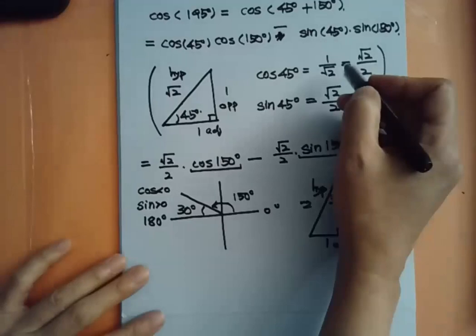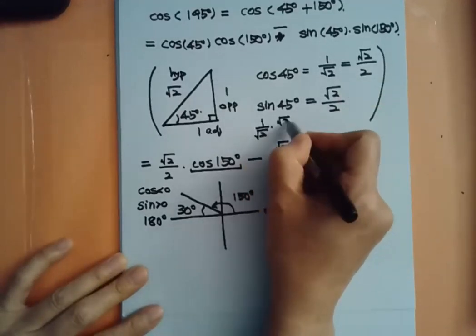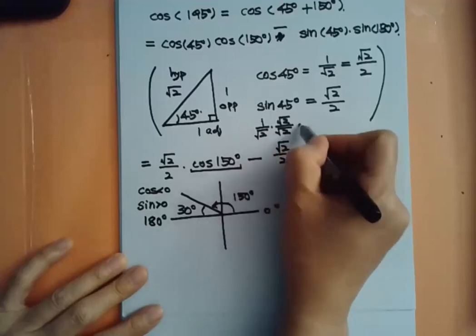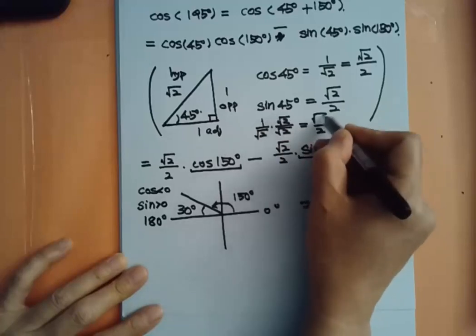So let me clarify this part, 1 over square root of 2. I just orally described that square root of 2 times square root of 2 is 2, and this one will make square root of 2.